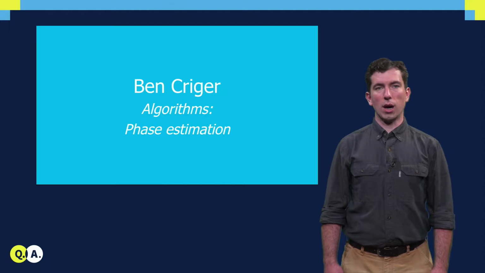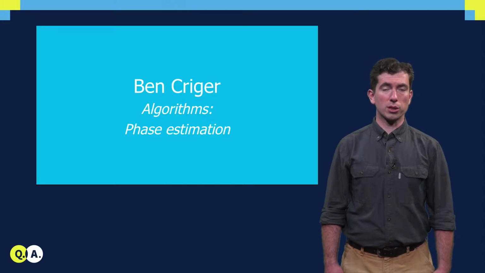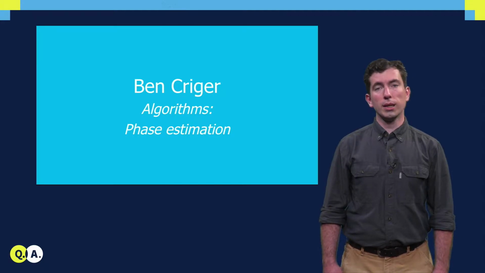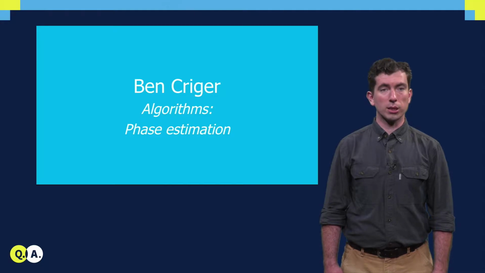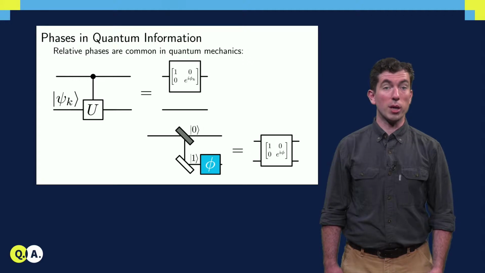We've seen previously how quantum phases can be used to output the results of a quantum algorithm. Now we're going to see a technique for estimating these phases that incorporates another quantum algorithm in order to ensure that we get a precise estimate.